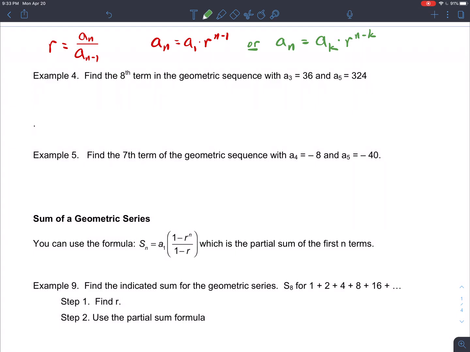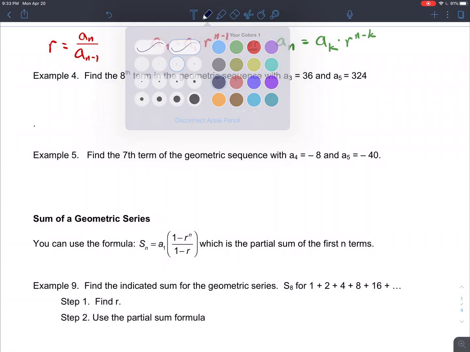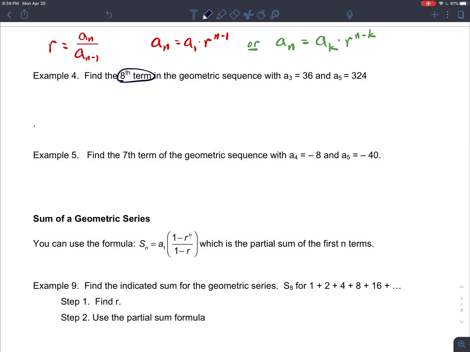Example 4 says find the eighth term. So in this problem, we're looking for a sub 8. We're told it's geometric, and we are given the third term and the fifth term. Notice at no point do we have a sub 1. Because we don't have a sub 1, I'm probably not going to use this formula, because this formula demands that I have the first term.